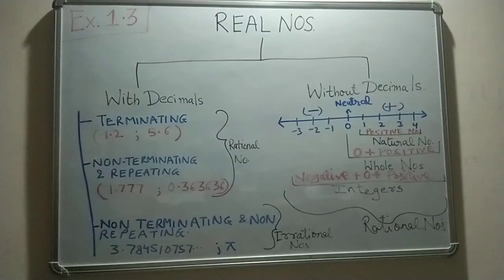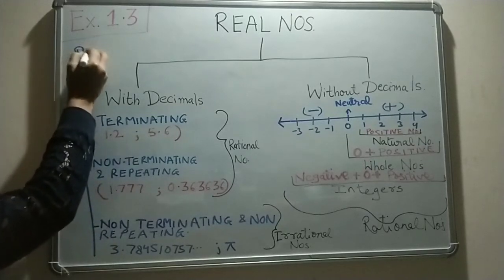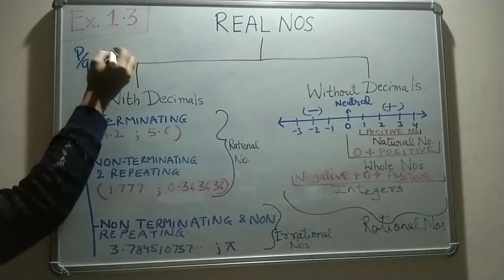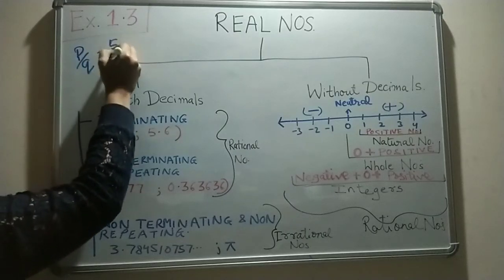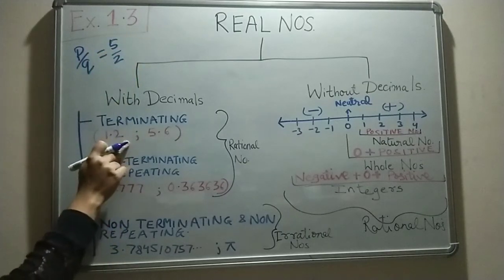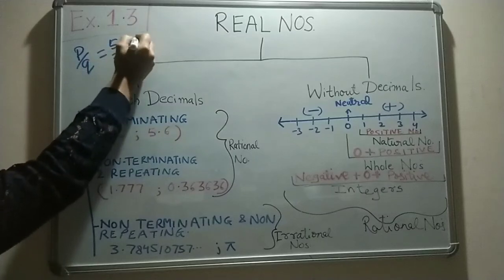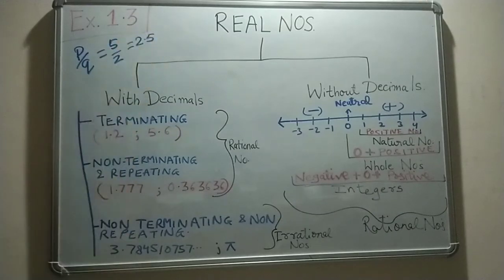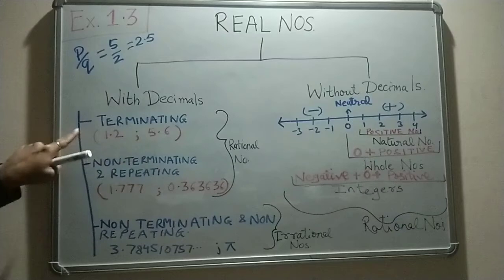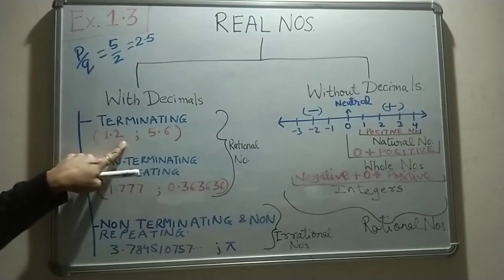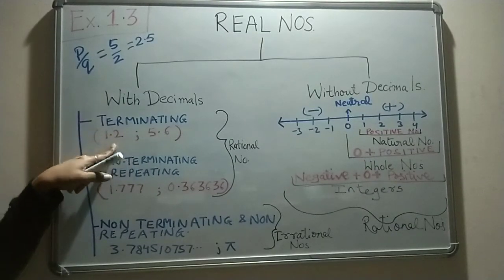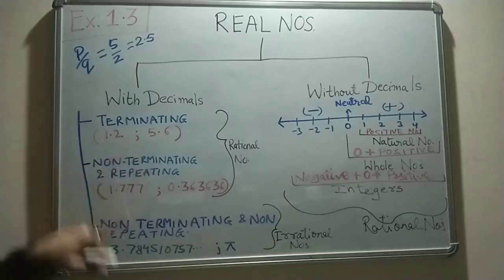Now let's move further with decimals. Rational numbers can be written in the form of p upon q. Suppose it was 5 by 2. So this will be a terminating number. The answer, as you must know, is 2.5. So the foremost category is the terminating one, where the remainder comes out to be 0.